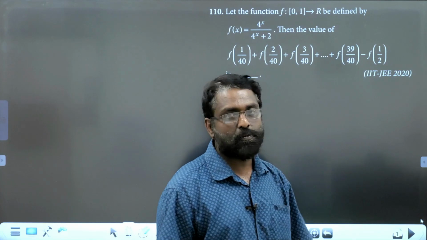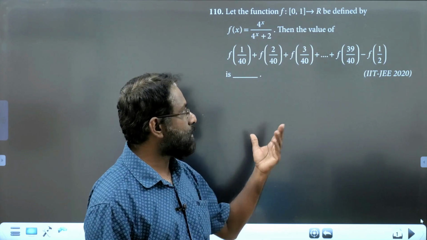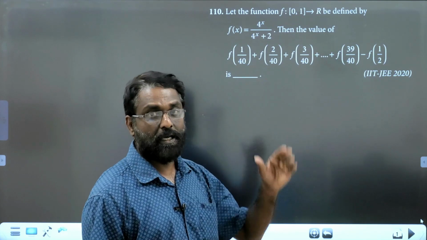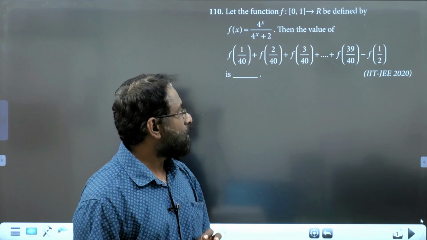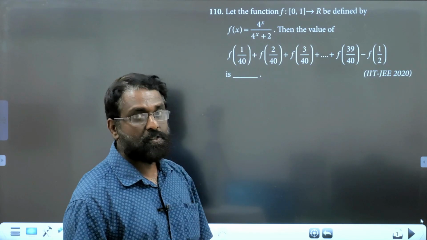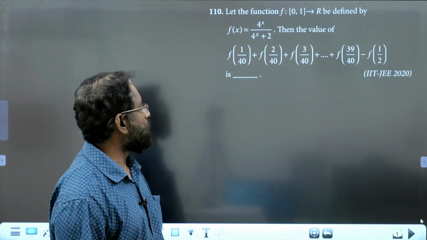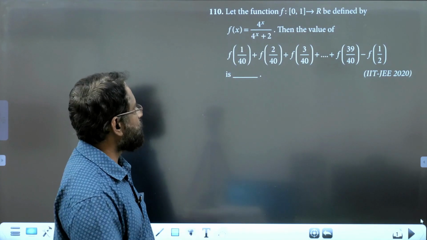JEE 2020 Advanced. It's a very important type of question. Different years, this type of concept is asked. Last year also this type of question was asked. Okay, let us start. How can we solve this question? It is a series. This is a question from functions.